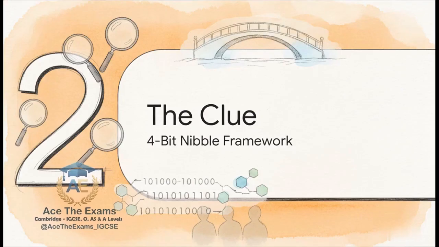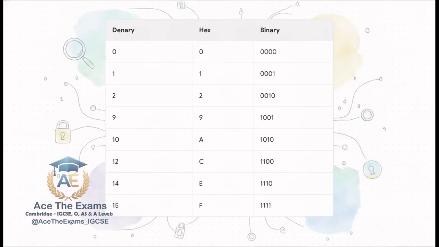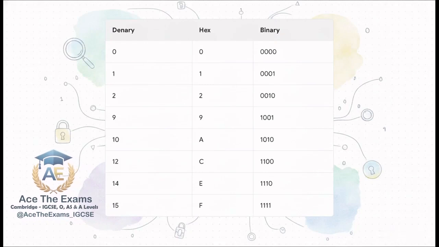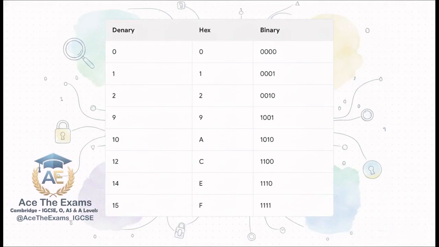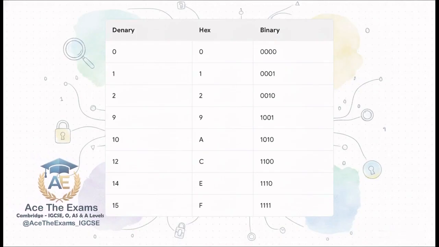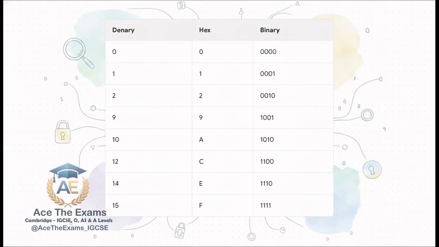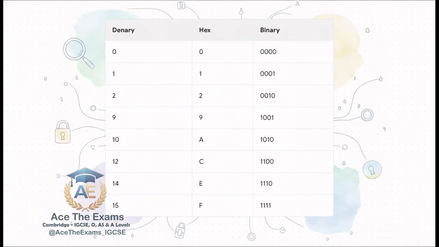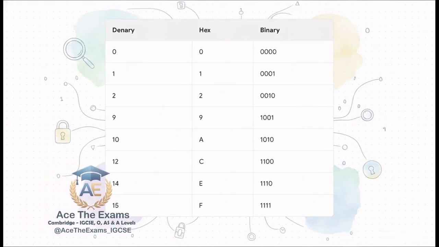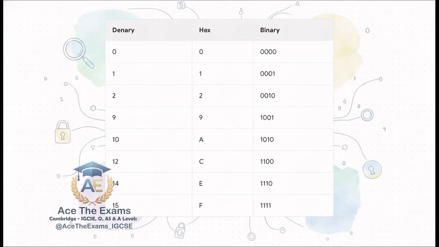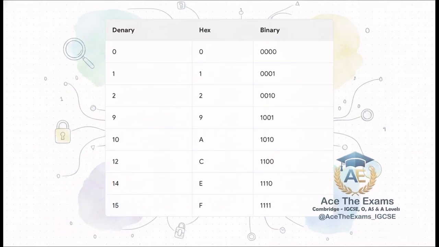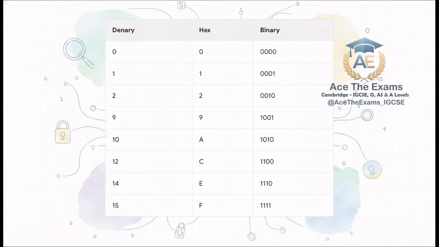Section 2. The clue, the 4-bit nibble framework. In just a minute, I'm going to show you the exact examiner wording that turns a basic 1-mark answer into a full 3-mark answer. But first, check this out. This is the ultimate cheat sheet that every data detective absolutely has to memorize. It maps Denary values 0 to 15 straight across to hexadecimal 0 to F, and crucially, it links both of them to a 4-bit binary code. So for example, Denary 10 is hex A, which is binary 1010. Lock this 4-bit structure into your brain because it is literally the key to unlocking this whole conversion process.